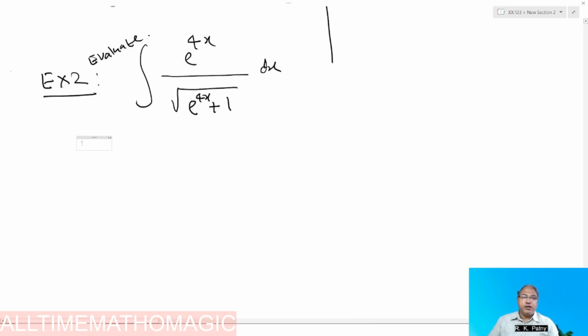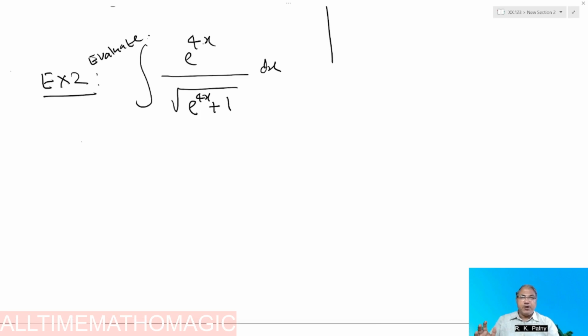In the substitution method, it is very important that the derivative of one of the parts is available in some other part of the given question. For example, e raised to 4x. The derivative of e raised to 4x is e raised to 4x itself. It is available in some other part of the problem. You see, in the denominator e raised to 4x is there. In the numerator also e raised to 4x is there. Therefore, before you start doing the problem, you decide what is t.